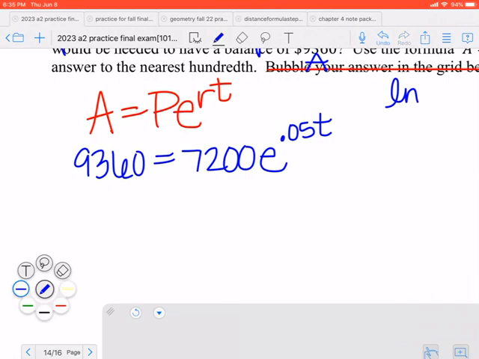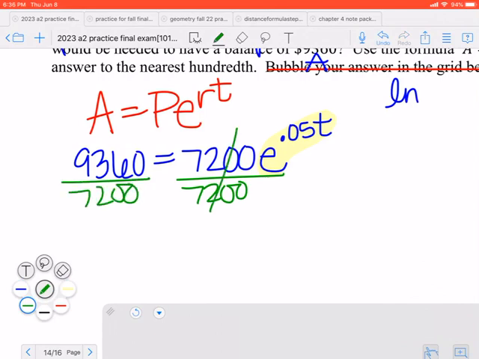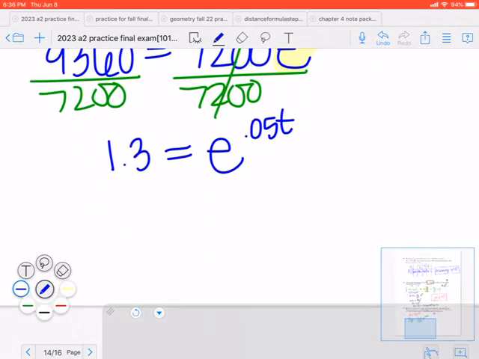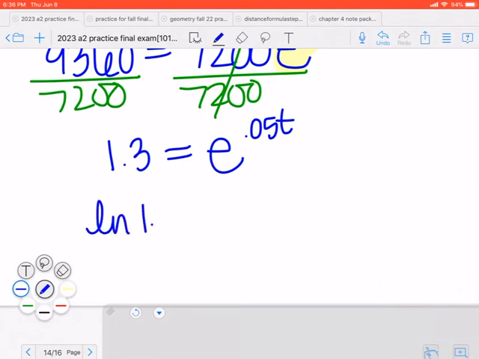Alright, so what we want to do is get the base and the exponent to be alone. So our first step here is going to divide both sides by 7,200. Cancels over there. 9,360 divided by 7,200 is 1.3 equals e to the 0.05t. So now what we do from here is we take the natural log of both sides of our equation. Natural log of 1.3 equals the natural log of e to the 0.05t.